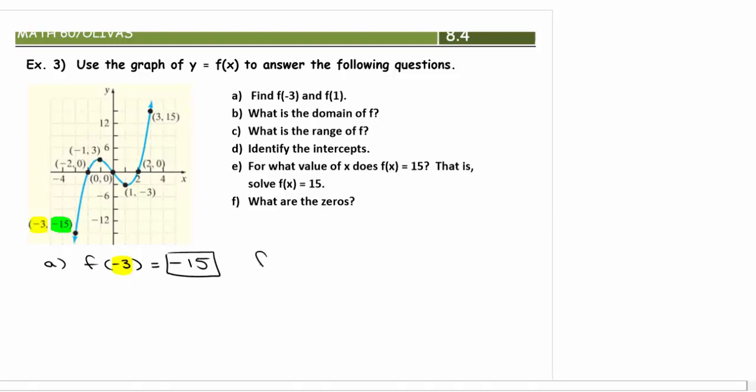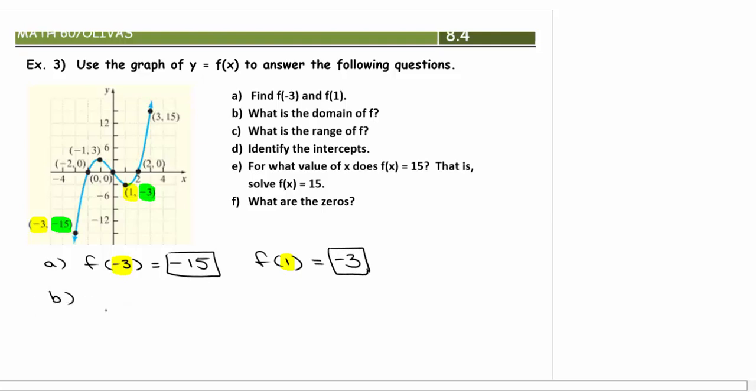The other part to this one was find f of 1. Once again, this is the x right here. Where is x equal to 1? Here it is. What's the y value that corresponds to that x value? It's negative 3. So this is going to be equal to negative 3.